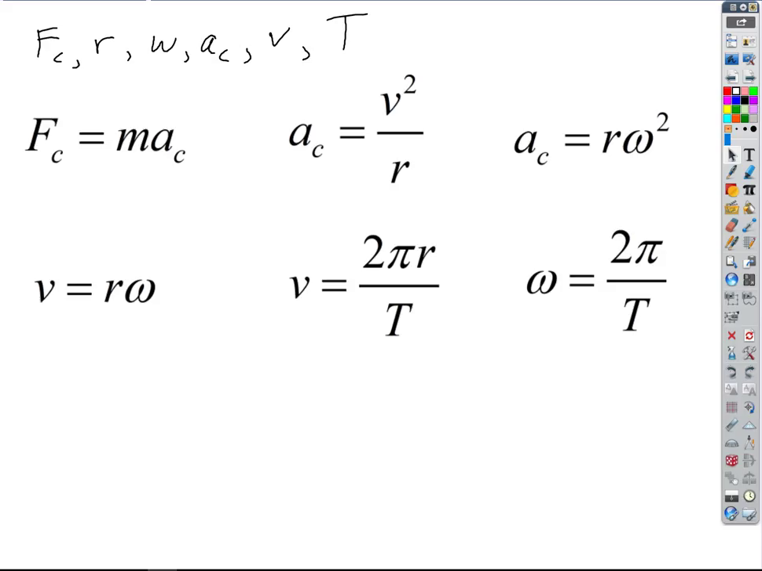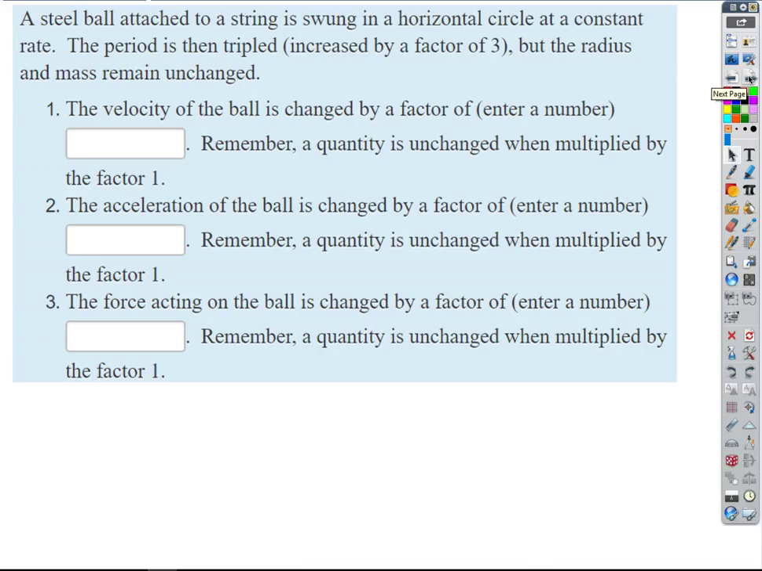Okay, so what about this guy then? What do we know here? Let's highlight what we know. The period is tripled. So that's something that's changing. Period is being multiplied by 3. The radius and mass remain unchanged.